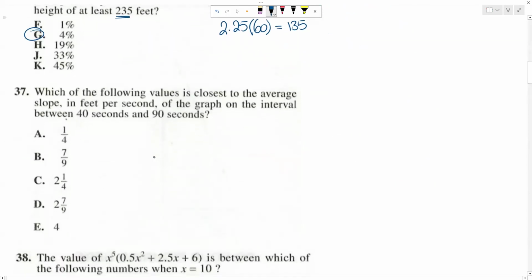Let's check 37. It says which of the following values is closest to the average slope of the graph on the interval between 40 seconds and 90 seconds.